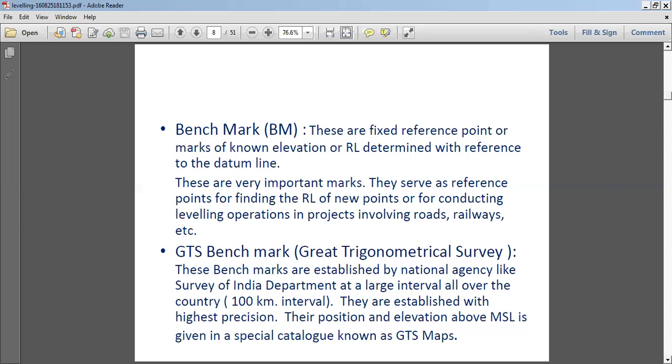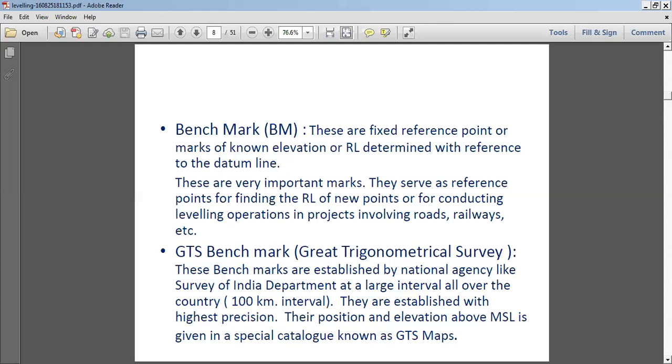When we are going to start the actual project, actual readings are needed. In that case we have to see where the accurate benchmark is, and we have to transfer the benchmark from that point to where we are locating our particular survey.